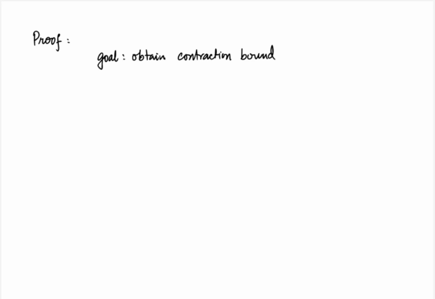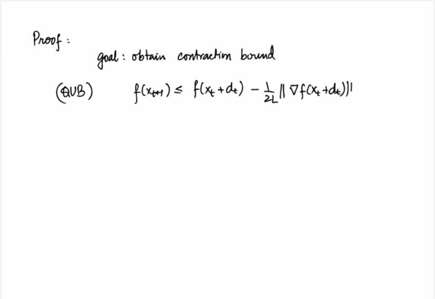Recall that we denote the optimality gap by delta t. Recall also that we had used the quadratic upper bound to obtain that f of x_{t+1} is less than or equal to f of (x_t plus d_t) minus 1 over 2L norm square of gradient f of (x_t plus d_t), which can be written as f of (x_t plus d_t) minus L by 2 norm square of g_t.